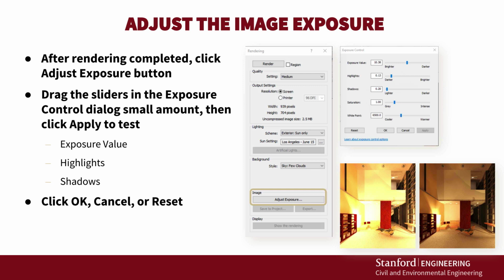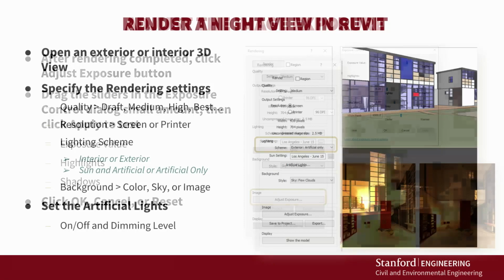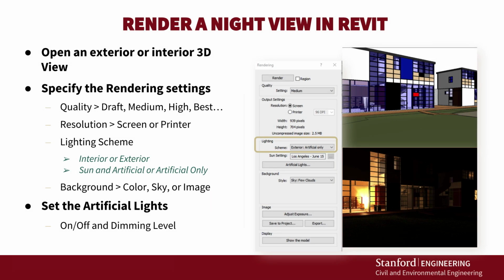Okay, as you're working in this dialog, click the Apply button to see what the effect of the settings so far is on your image. And then when you're done, click the OK button to accept the exposure changes that you've made to this rendered image. Next, let's look at how you can render a nighttime view in Revit.